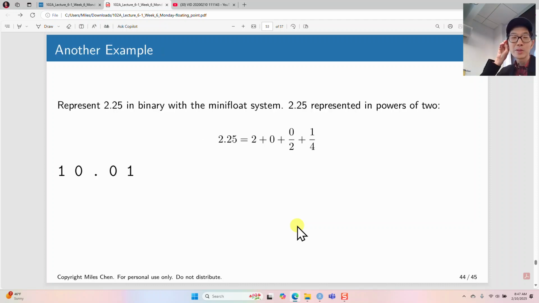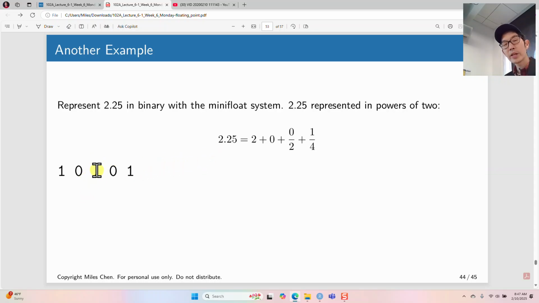All right. What about this? Let's say we want to represent 2 1/4 in binary with the mini floating point system. So first, we're going to convert 2 1/4 into binary. So 2 becomes 1 0, and 1/4 becomes 0.01. Okay.